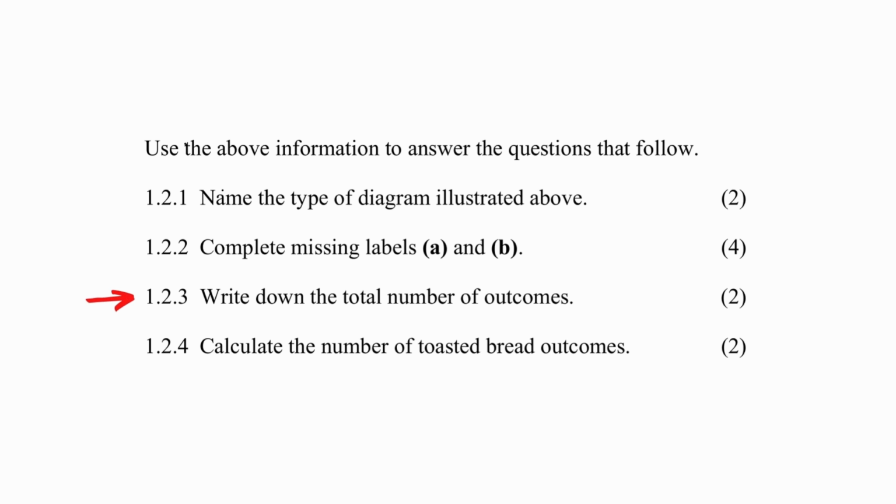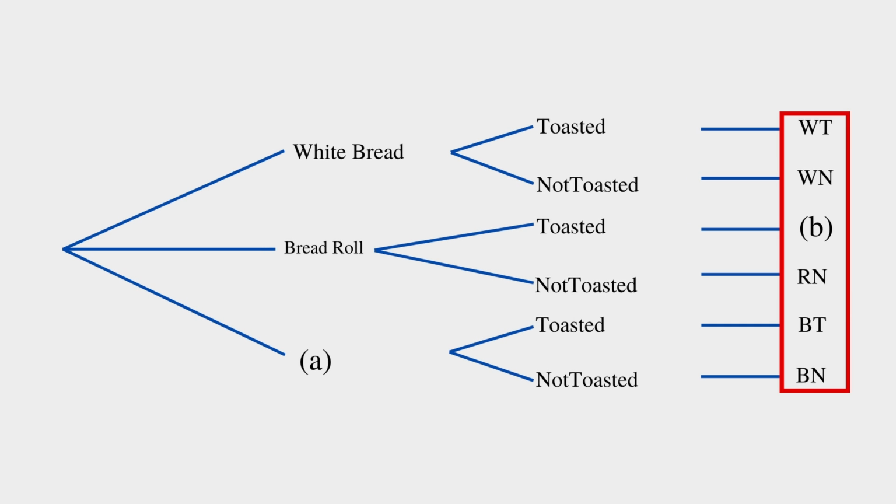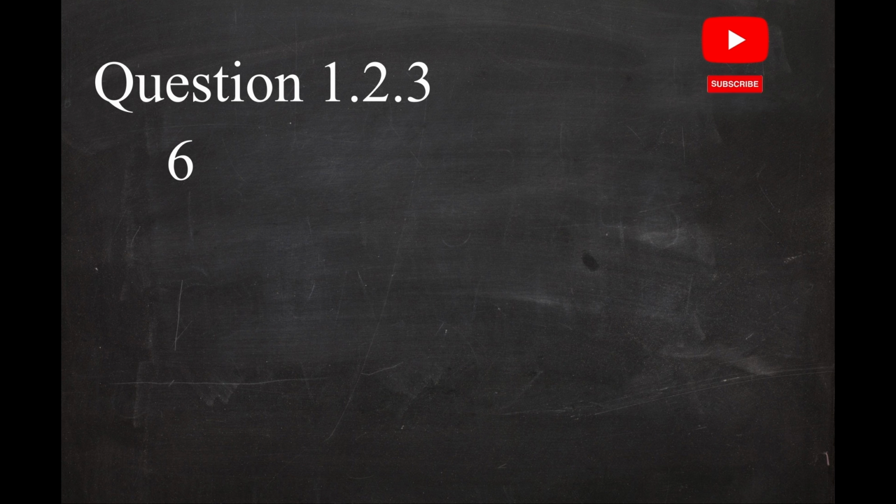In question 1.2.3, you are required to write down the total number of outcomes. The number of outcomes will be the sum of the options on the last branch, so the total number of outcomes is 6.